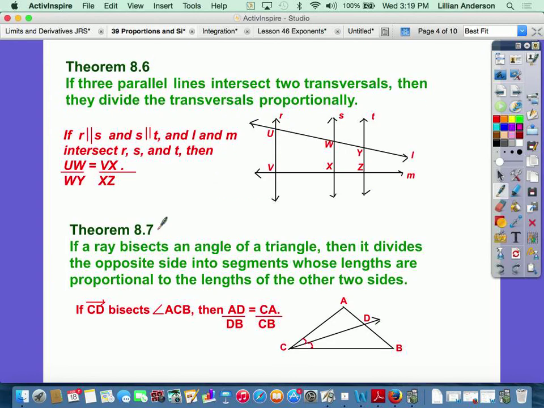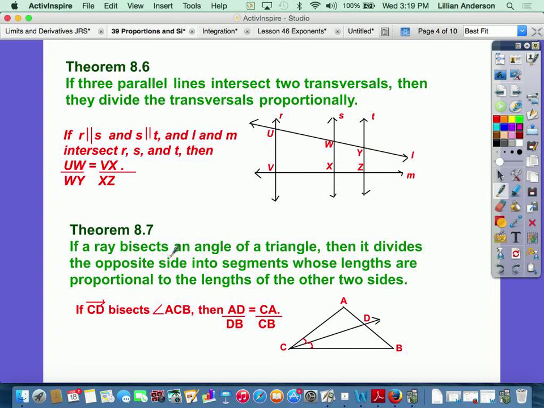Now these next two theorems do not have a name, but they're still useful because it says if three parallel lines intersect two transversals, then they divide the transversals proportionally. So as you can see, R is parallel to S is parallel to T, and L and M represent your transversals. So since that's the case, then you know that UW over WY is equal to VX over XZ.